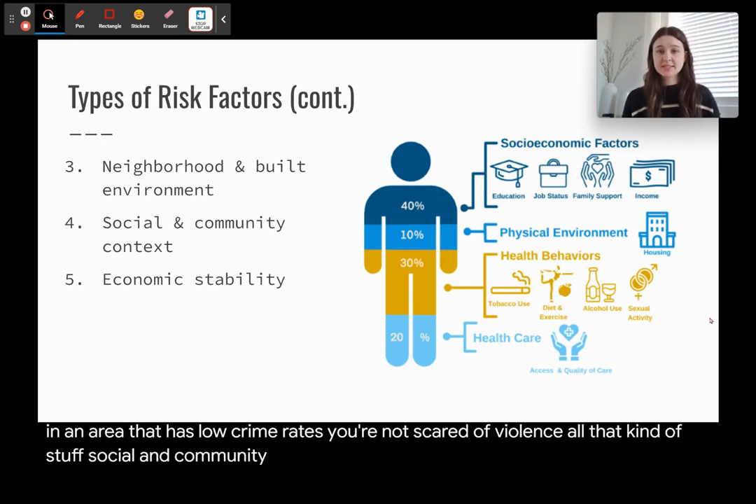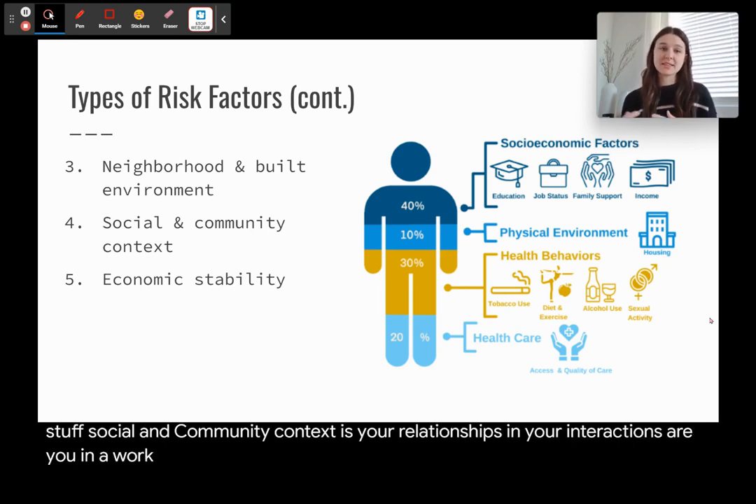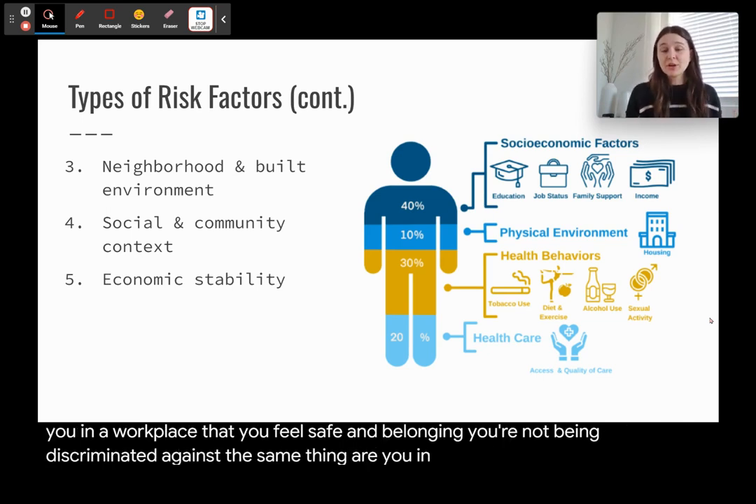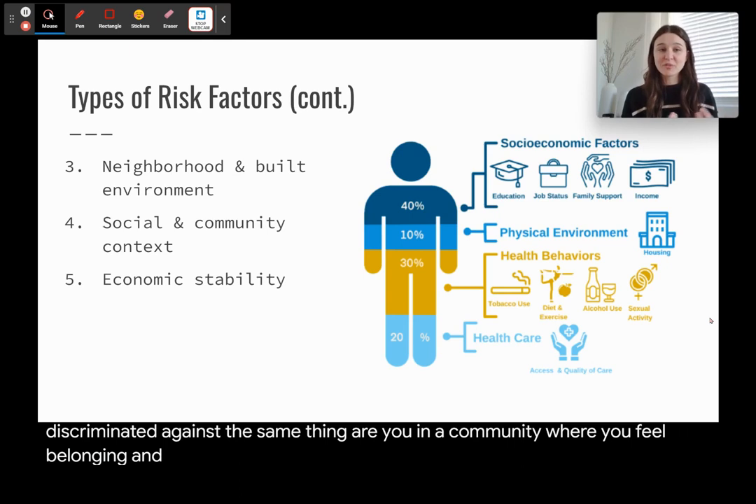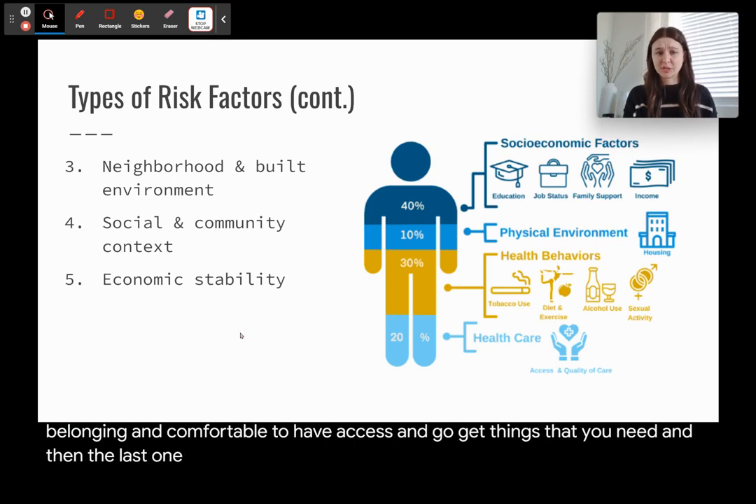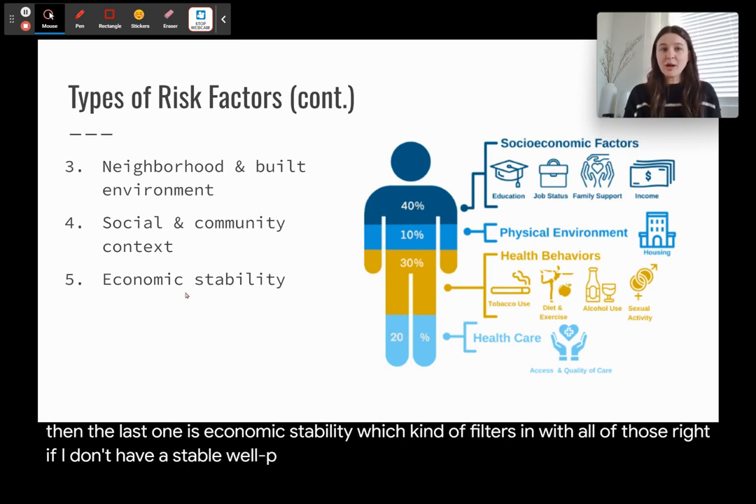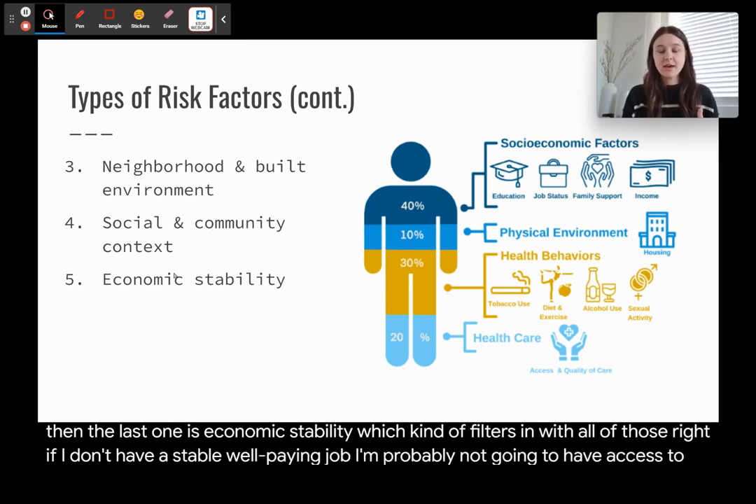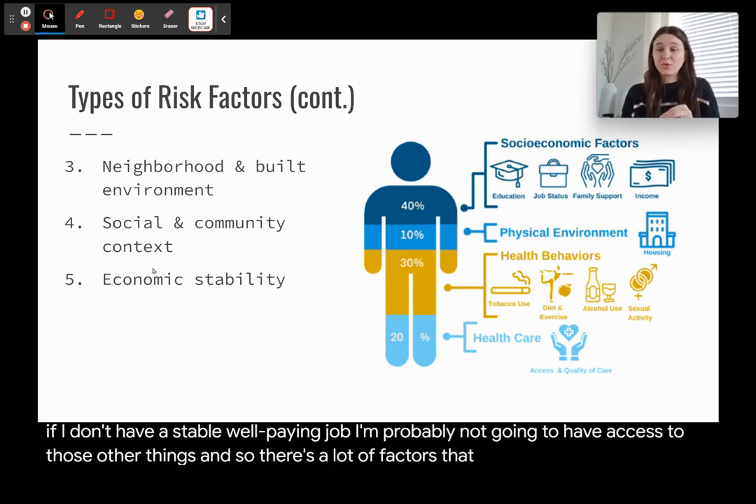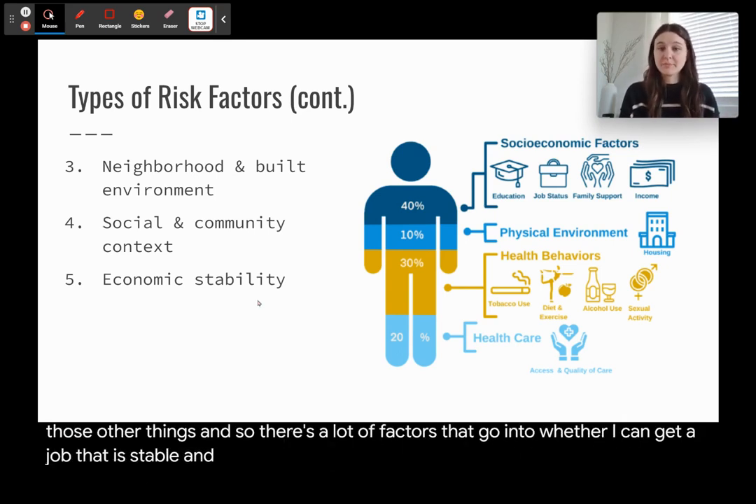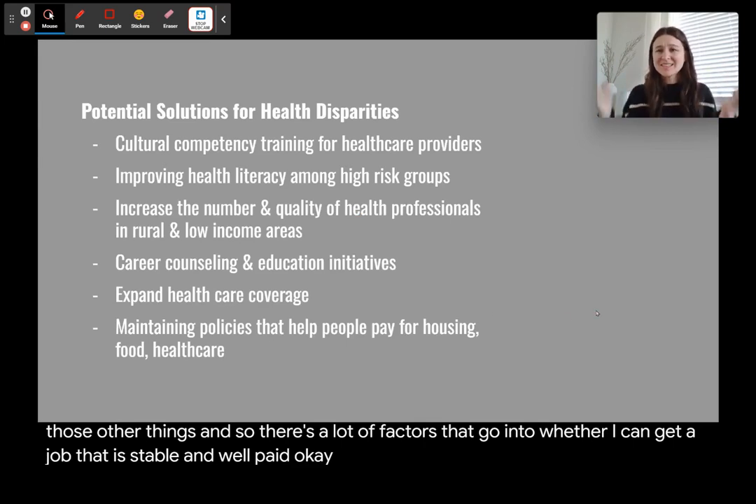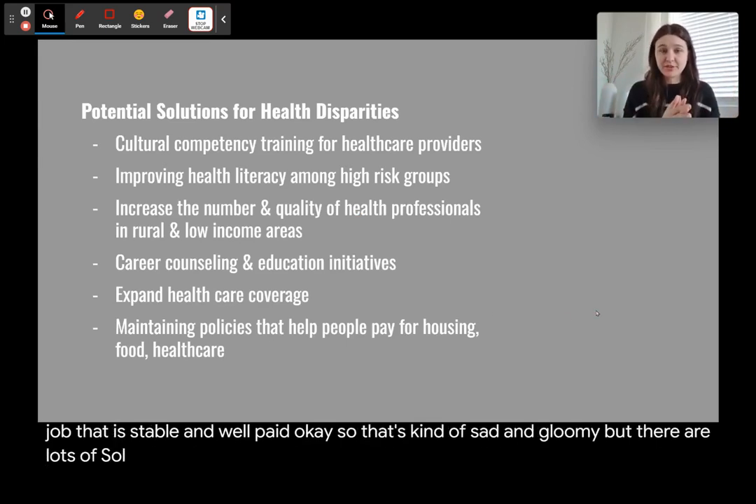Social and community context is your relationships and your interactions. Are you in a workplace where you feel safe and belonging? You're not being discriminated against. Same thing, are you in a community where you feel belonging and comfortable to have access and go get things that you need? And then the last one is economic stability, which kind of filters in with all of those, right? If I don't have a stable, well-paying job, I'm probably not going to have access to those other things. And so there's a lot of factors that go into whether I can get a job that is stable and well-paid.